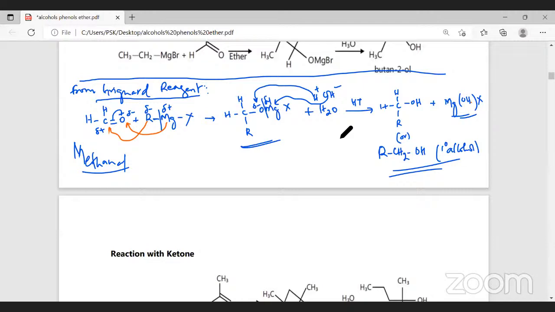Did you understand this mechanism? Preparation of alcohols from Grignard reagent. Did you follow this? Yes, sir.